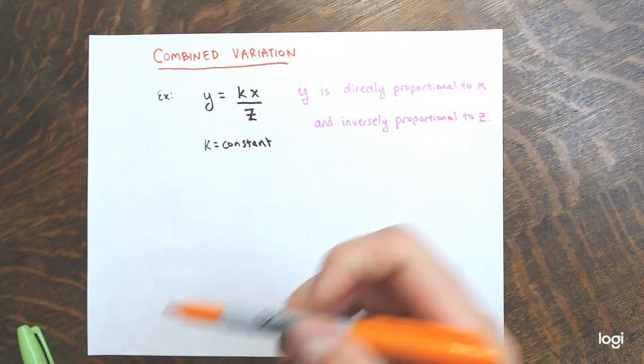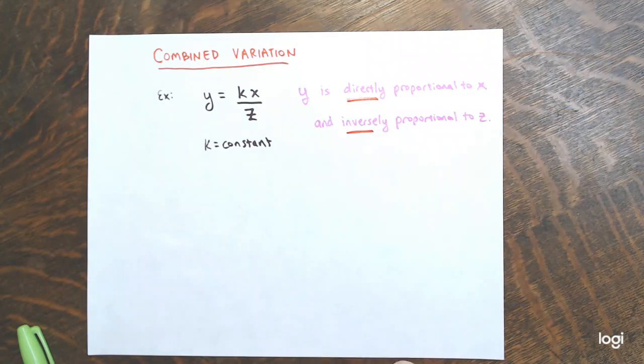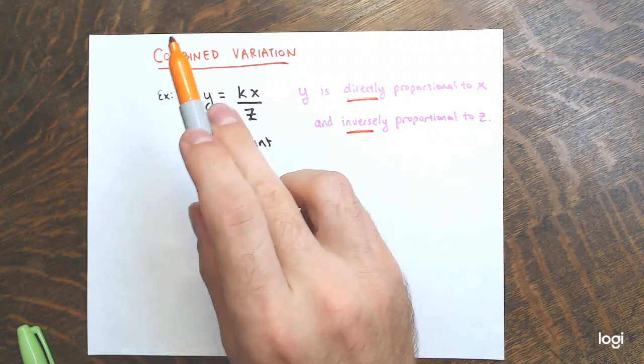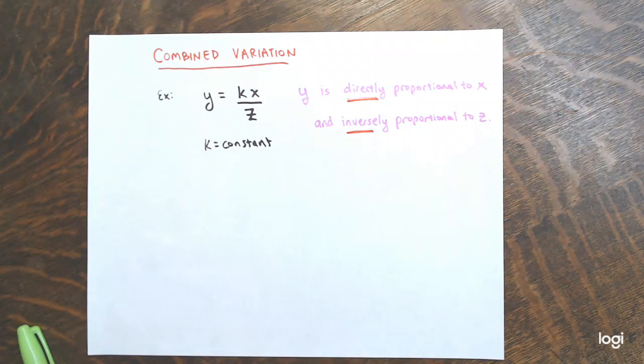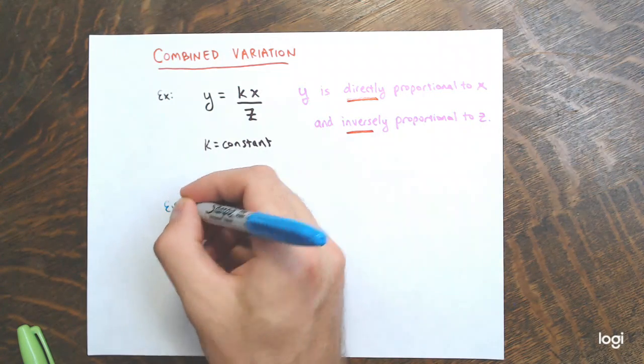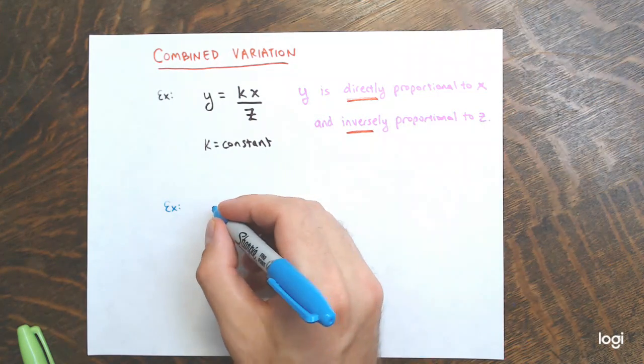But you see how there's two different types of variation going on here, right? There's a mixture of the two. That's what they mean by combined. It's like two put together, two different types of variation going on in the same equation. Another example of this, where I mixed direct variation and inverse variation.